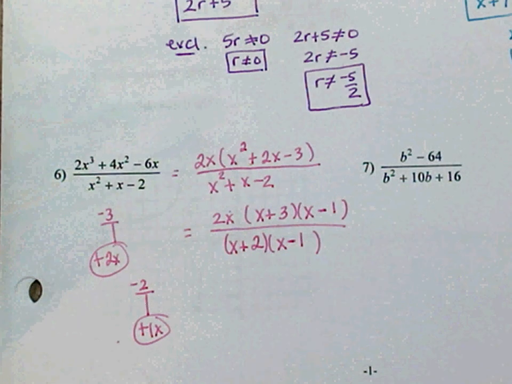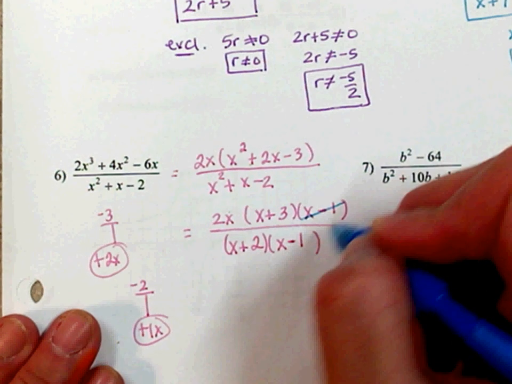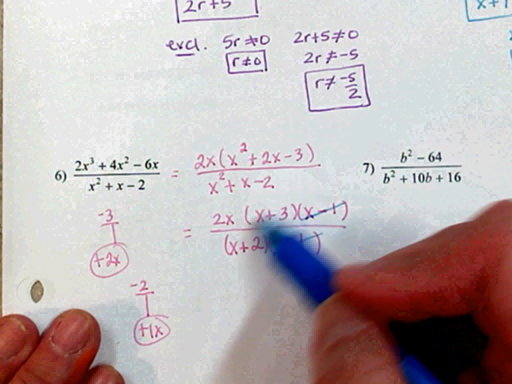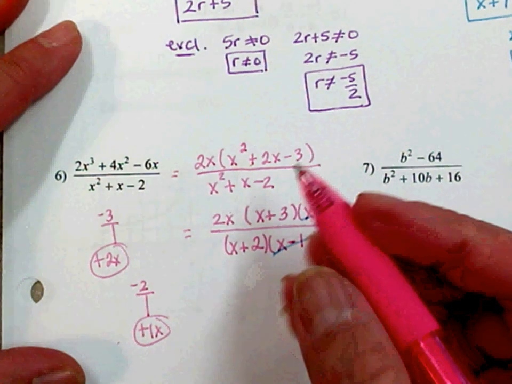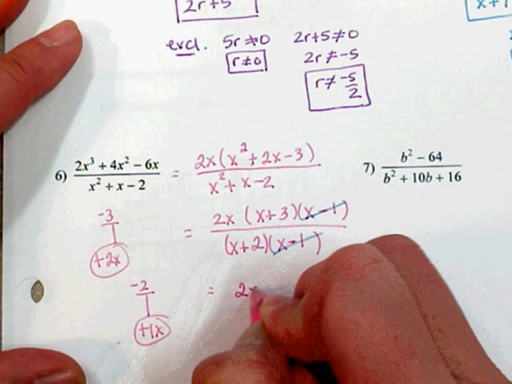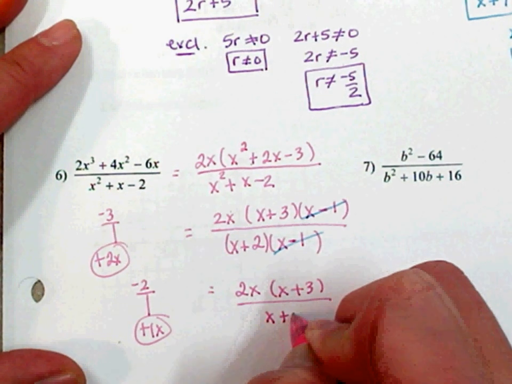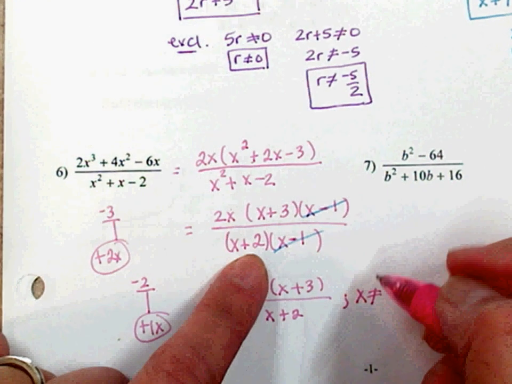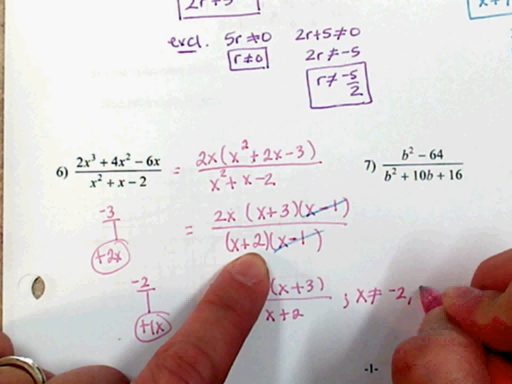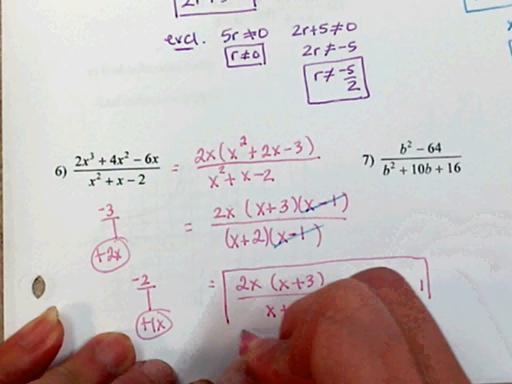All right, let's go ahead and cancel. I can only cancel those two. These are not the same, and I cannot do that x. So, my final solution is 2x times x plus 3 over x plus 2. And x cannot be, look at your factor, negative 2, 1. Set each one of these equal to 0. Okay? And there's your number 6.